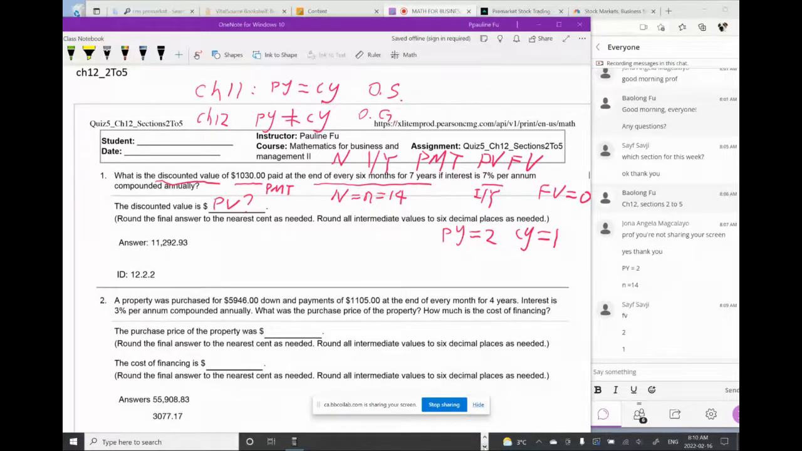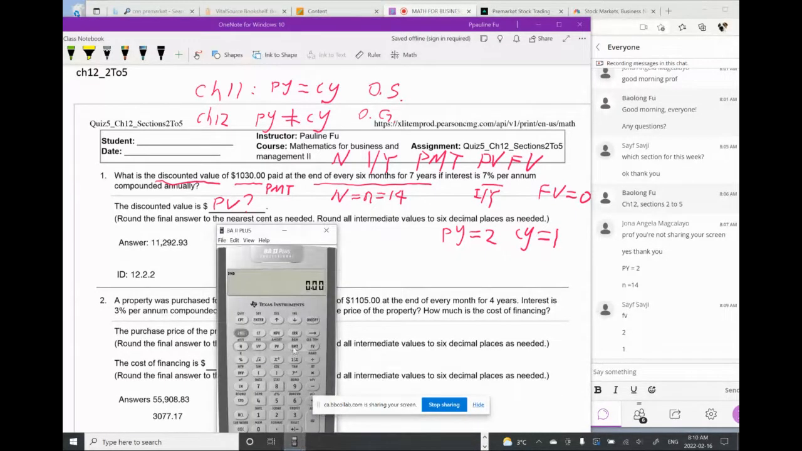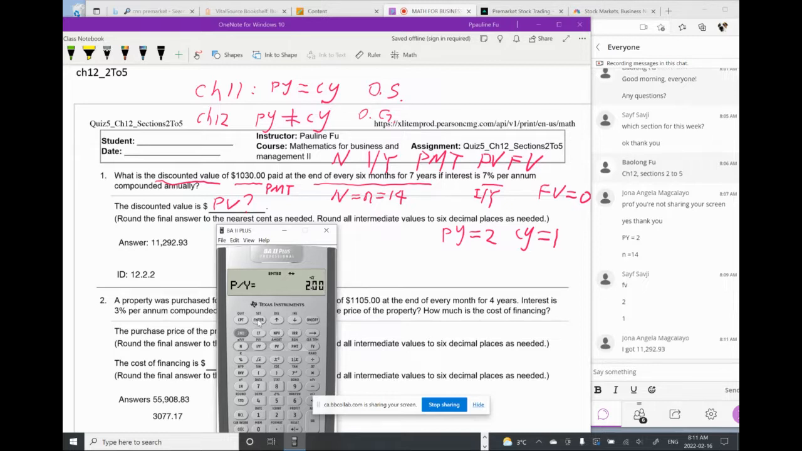Once you have identified these, you can set up your calculator. So second PY, enter 2. Enter. Done. Second PY 2, enter. Congratulations, Juna. You are correct. Down arrow key, CY. CY is 1. Enter.